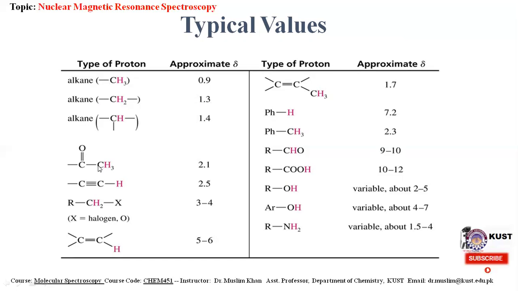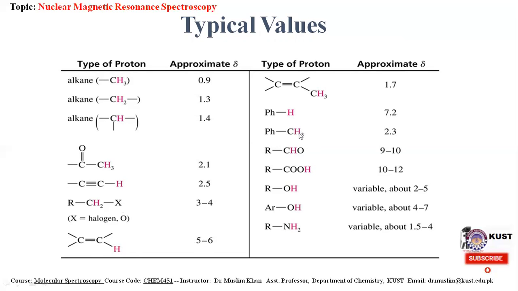Similarly, CH3 next to a C double bond O, as in acetone, will be more towards 2.1, since one electronegative atom is attached. For the acetylene hydrogen it is 2.5, and for this proton 3 to 4 when a halogen is attached. With a double bond, it is 5 to 6.